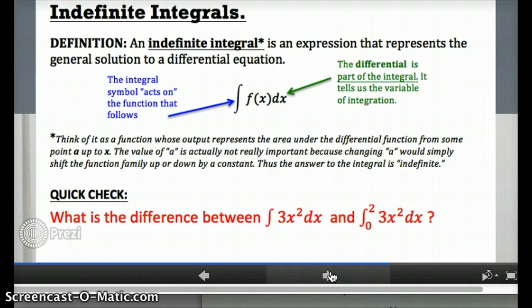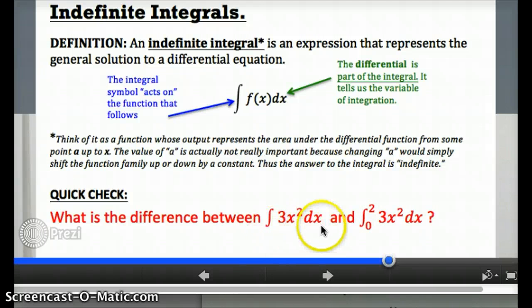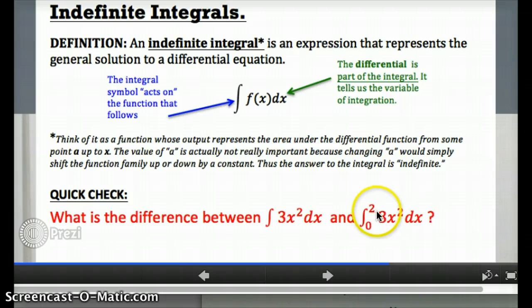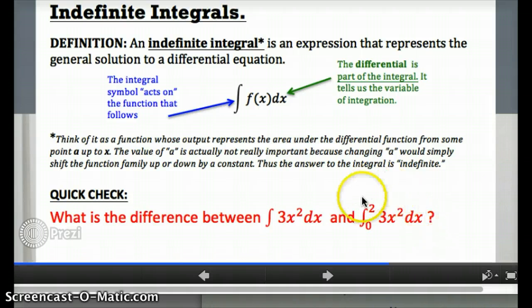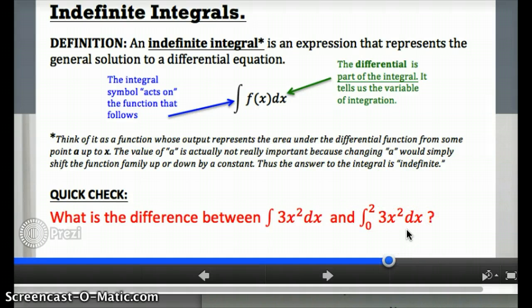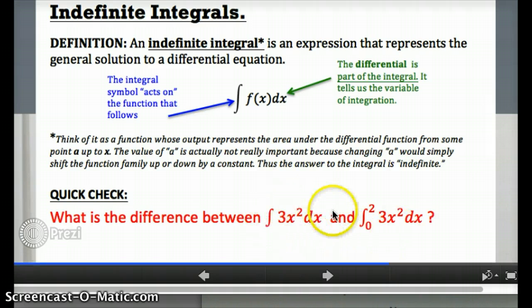In class today we talked about indefinite integrals and the difference between an indefinite integral, which is this one, and a definite integral that has what are called limits of integration, like 0 and 2. Remind me again, what's the difference between these two? Exactly, a definite integral's answer is just a number that represents the area under the curve, whereas an indefinite integral, which doesn't have those numbers in front, represents a family of functions.